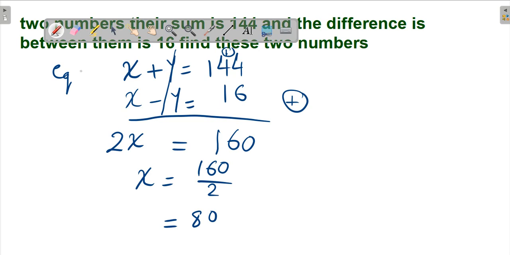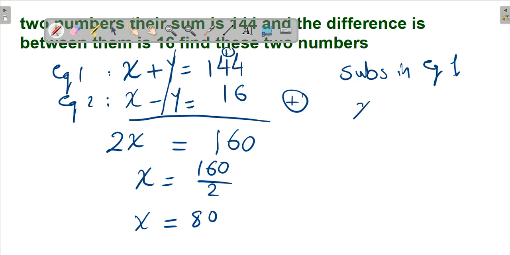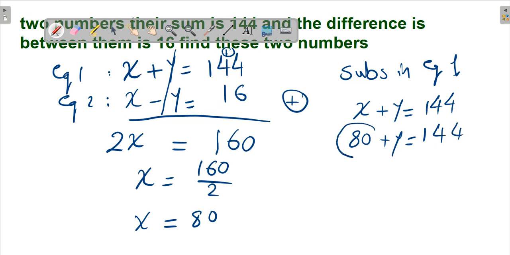Let's say this equation 1 and this equation 2. You get x. The remaining is y. Substitute in equation 1. X plus y equal 144. X equal 80, plus y equal 144. 80 has no sign. You move it to the other side by subtraction. Y equal 144 minus 80.